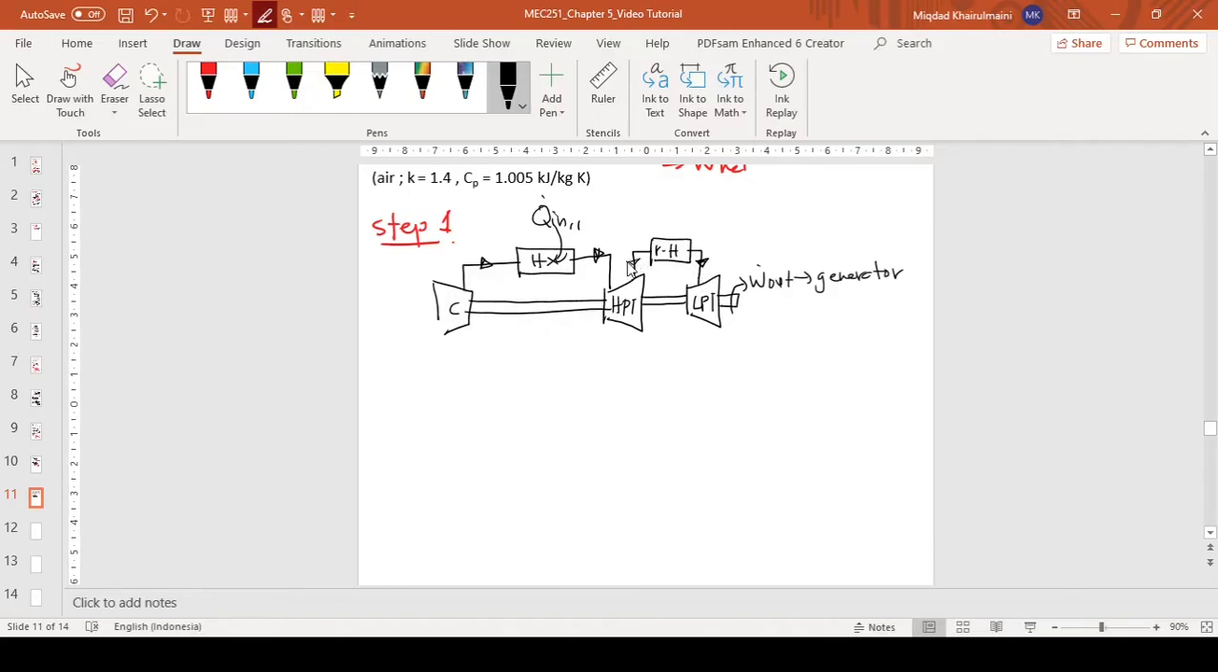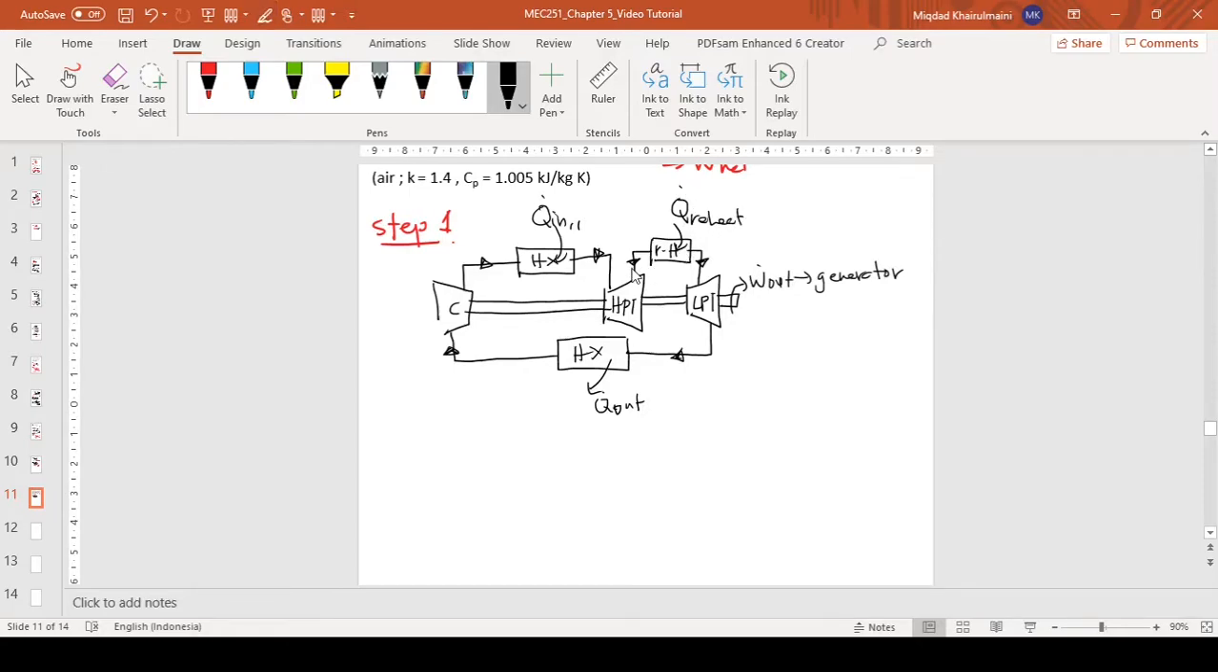And it exits the low pressure turbine to enter a second heat exchanger for the heat rejection process, Q out. Then it exits the heat exchanger and enters the compressor again. At the reheater there will also be a heat addition process, so this will be the Q reheat.